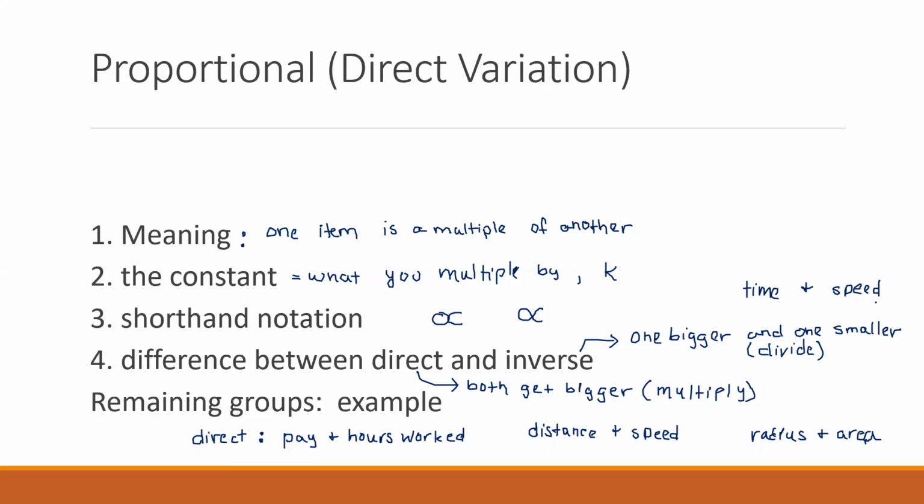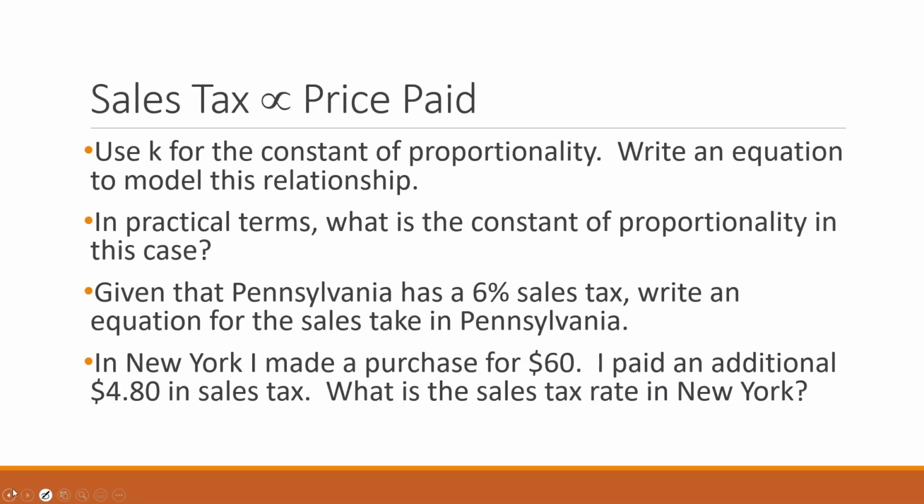We're not going to spend nearly as much time on the inverse, but I just want you to know it exists. We are going to be focusing on that proportional or direct variation relationship as we're writing functions this week. So we have our first example here, and in the title of the slide, it says sales tax is proportional to the price paid. And we see that "is proportional to" there as the symbol. I told you it's kind of like an alpha, but that's the proportional symbol.